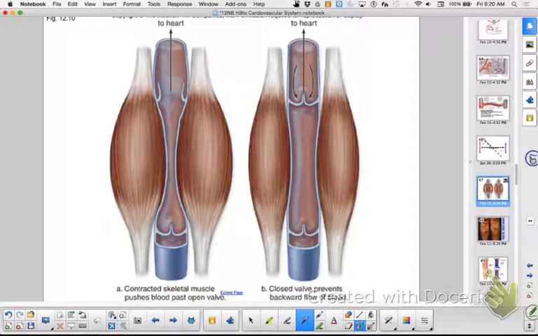If something is blocking that venous return, like when you're sitting and crossing your legs, a lot of times guys cross their legs like this, but girls like this. You can cross however you want.